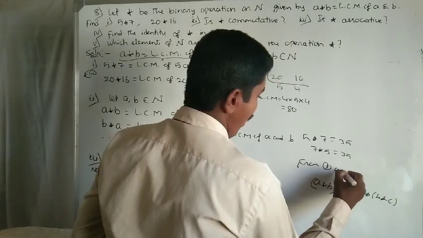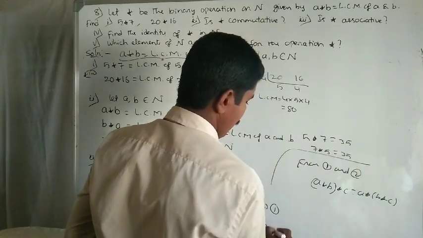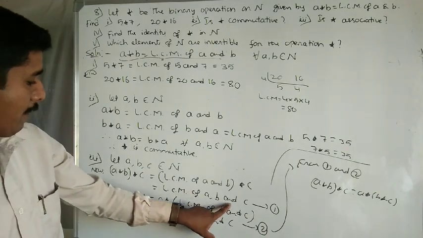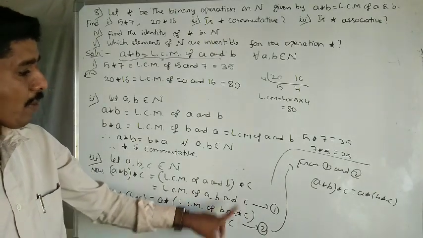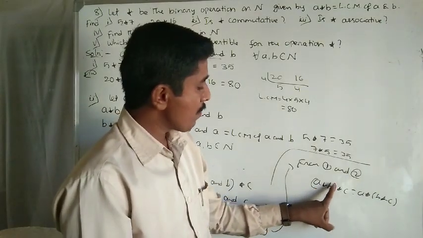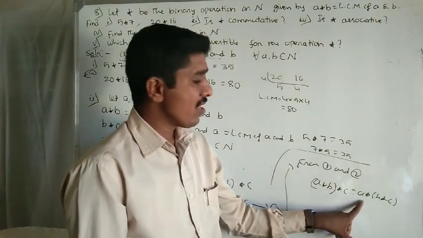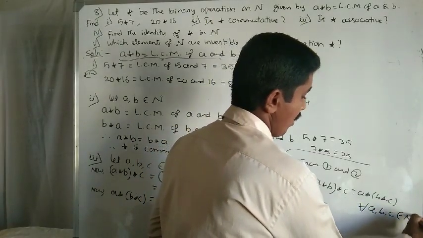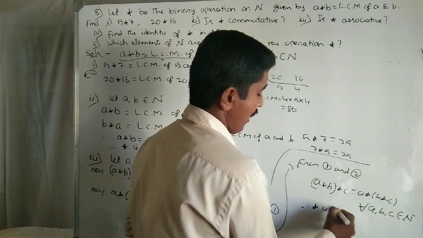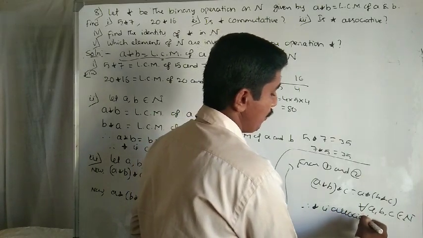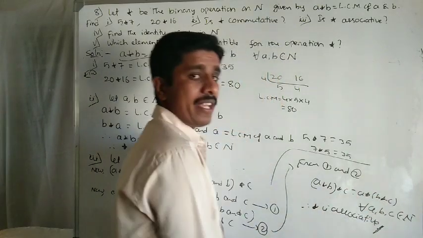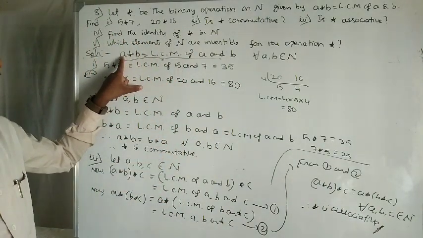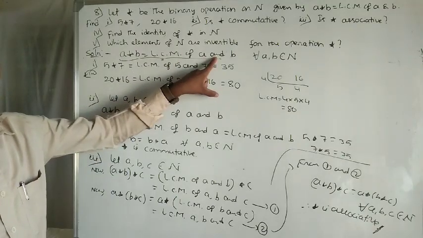From equations 1 and 2, clearly both are equal. LCM of A, B and C, both are equal. Therefore A star B, of star C, is equal to A star of B star C for all A, B, C belongs to N. Therefore, star is associative. So mind it, very easy one. Your binary operation star is defined as A star B equal to LCM of A and B.